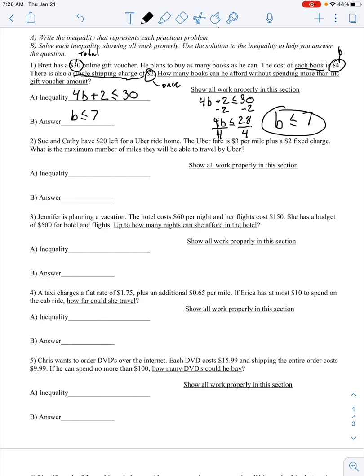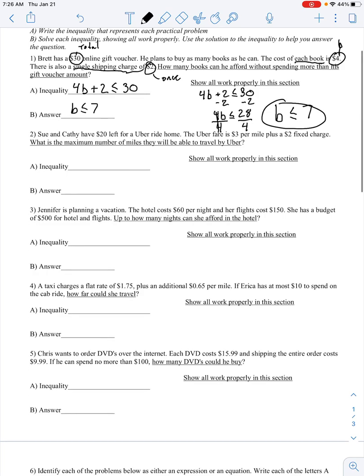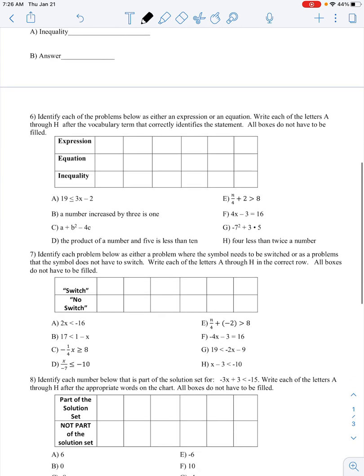Alright, so use that as an example and try to get through the rest of these 5 on the front on your own. And then we're going to move to the next page.